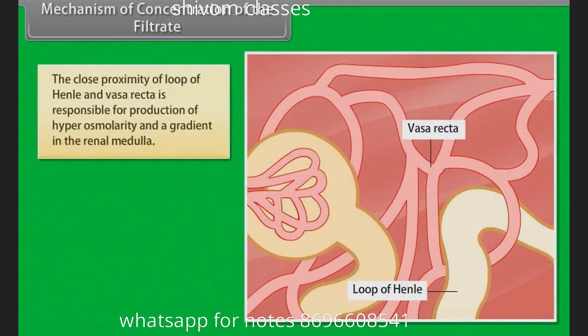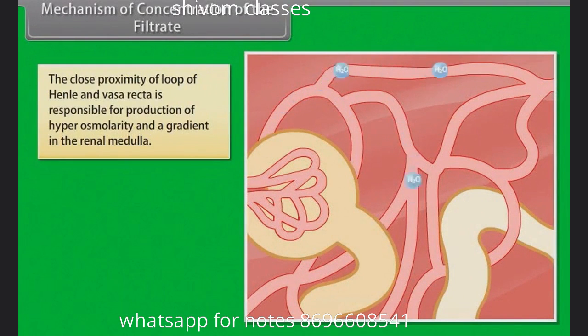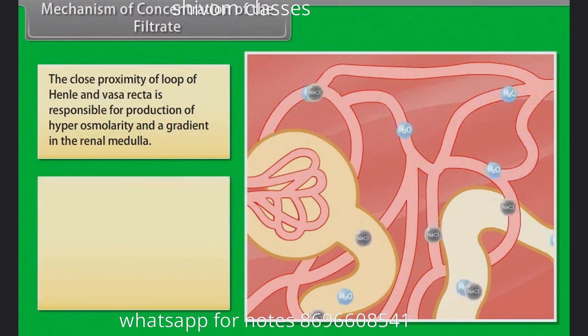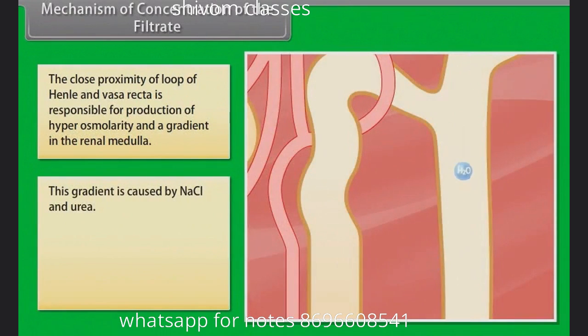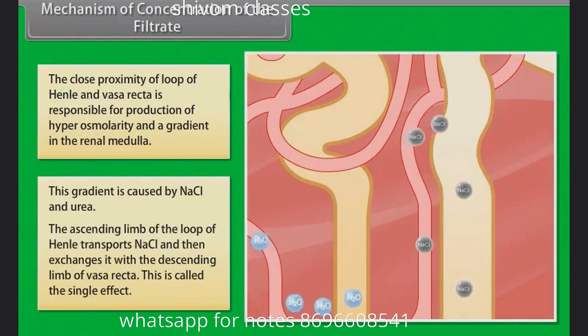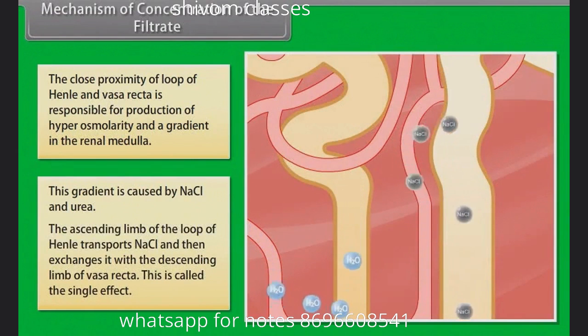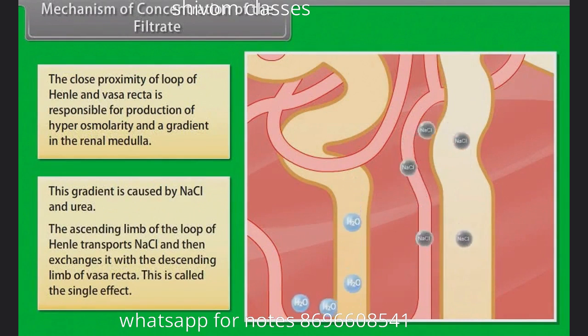The close proximity of loop of Henle and vasa recta is responsible for production of hyperosmolarity and a gradient in the renal medulla. This gradient is caused by NaCl and urea. The ascending limb of the loop of Henle transports NaCl and then exchanges it with the descending limb of the vasa recta. This is called the single effect.